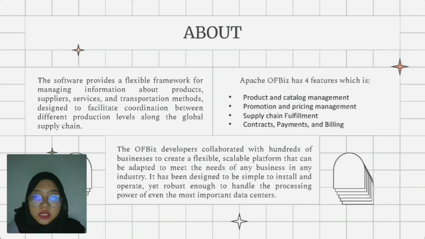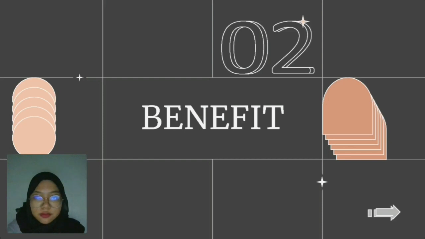Apache OFBiz has four features, which are product and catalog management, promotion and pricing management, supply chain fulfillment, and contracts, payment, and billing. The OFBiz developers collaborate with hundreds of businesses to create a flexible, scalable platform that can be adapted to meet the needs of any business in any industry. It has been designed to be simple to install and operate, yet robust enough to handle the processing power of even the most important data centers.